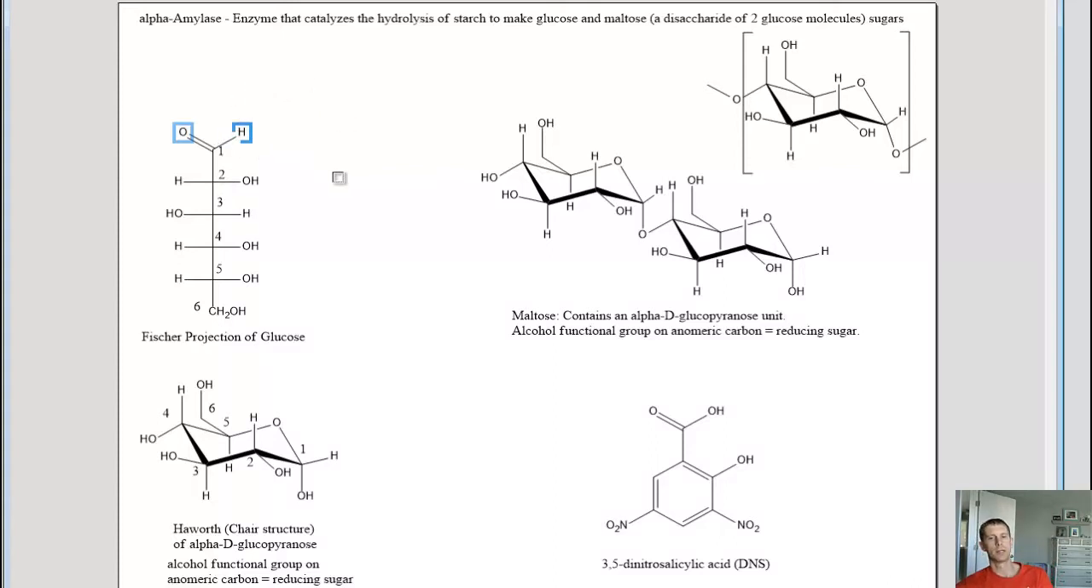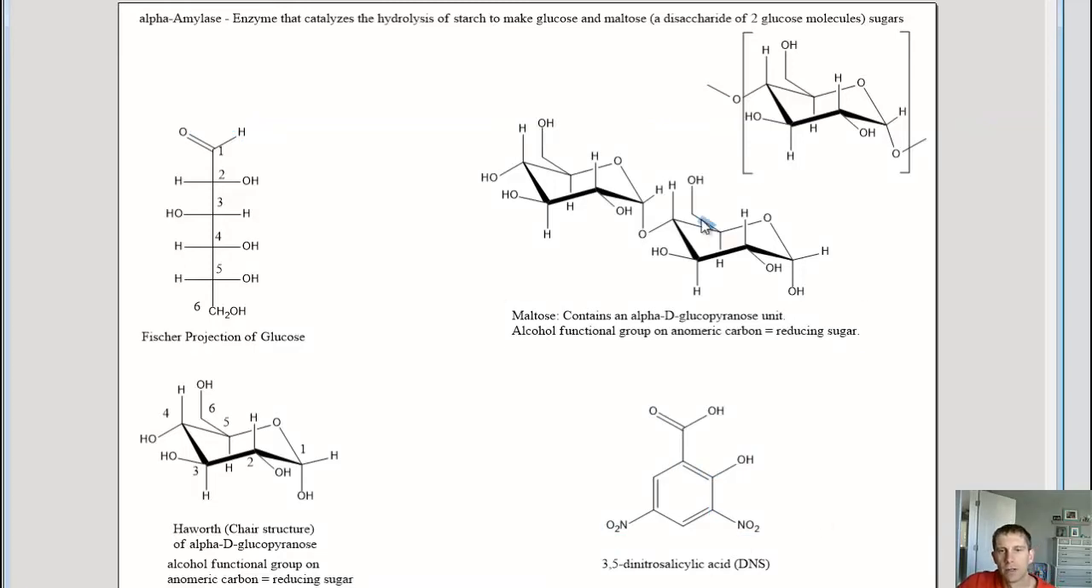In this experiment, we're using 3,5-dinitrosalicylic acid, and our 3,5-dinitrosalicylic acid is going to be reduced, specifically the nitro group, the NO2 group on carbon number 1, 2, 3, on carbon number 3 is going to be reduced to form NH2.